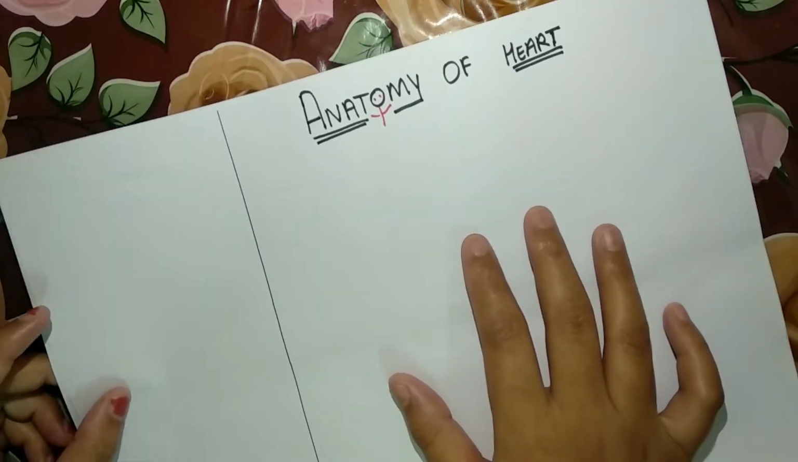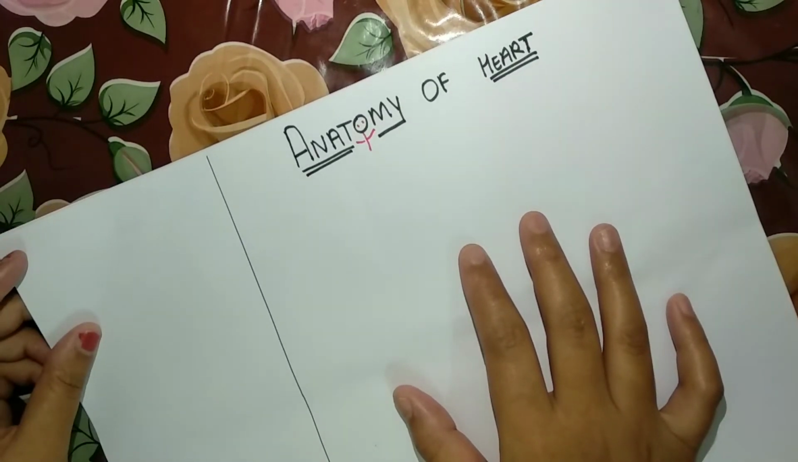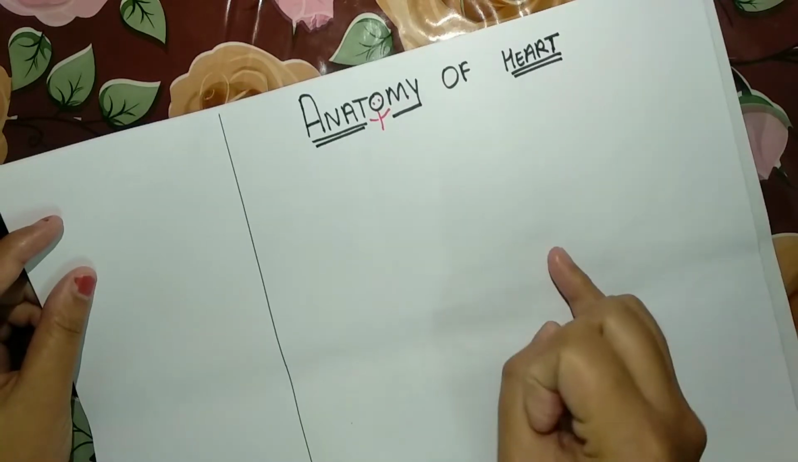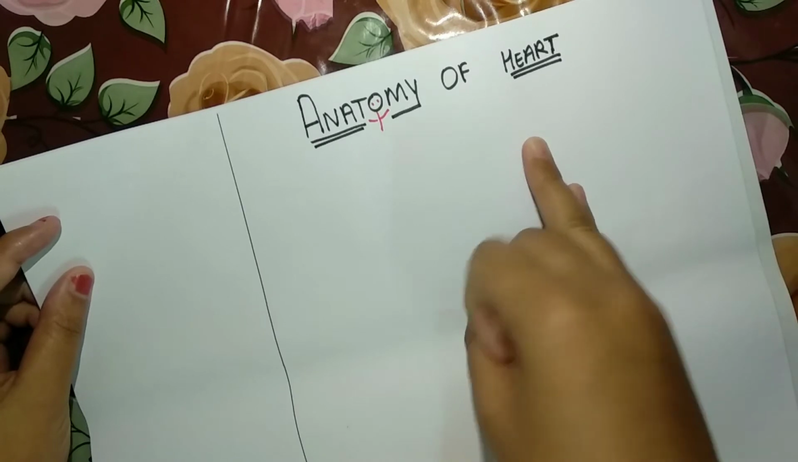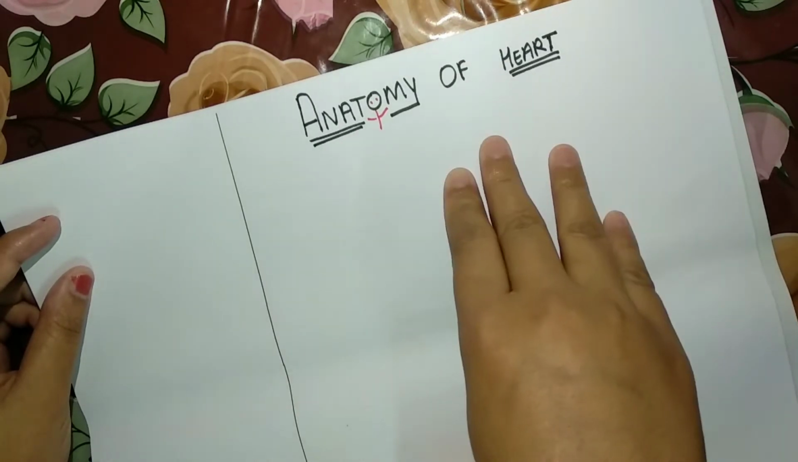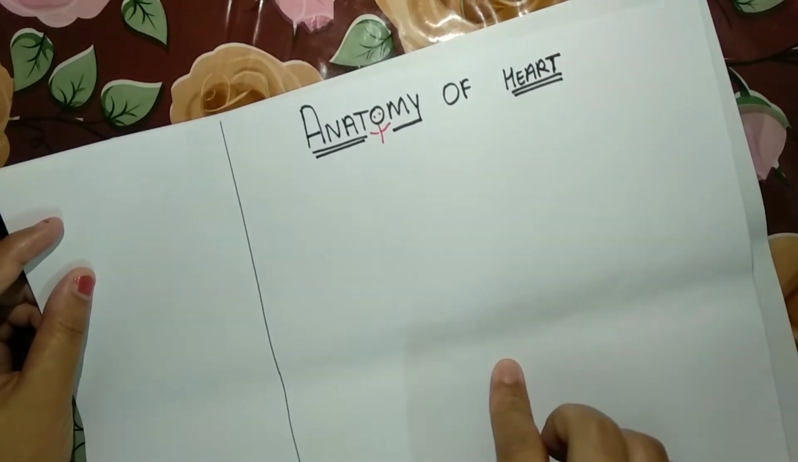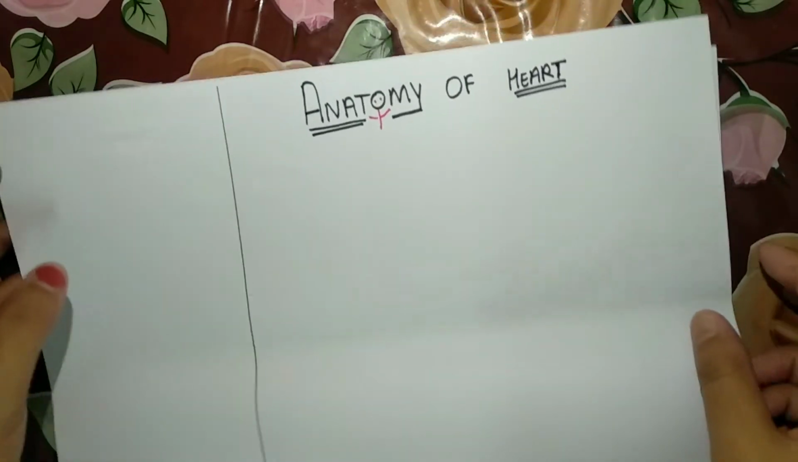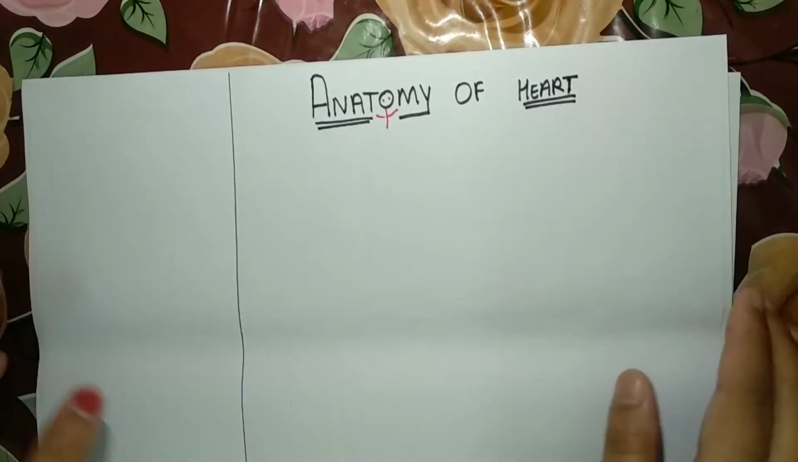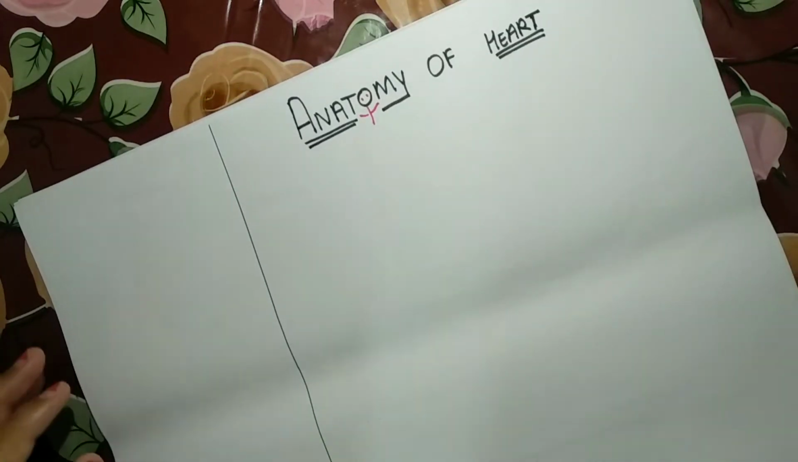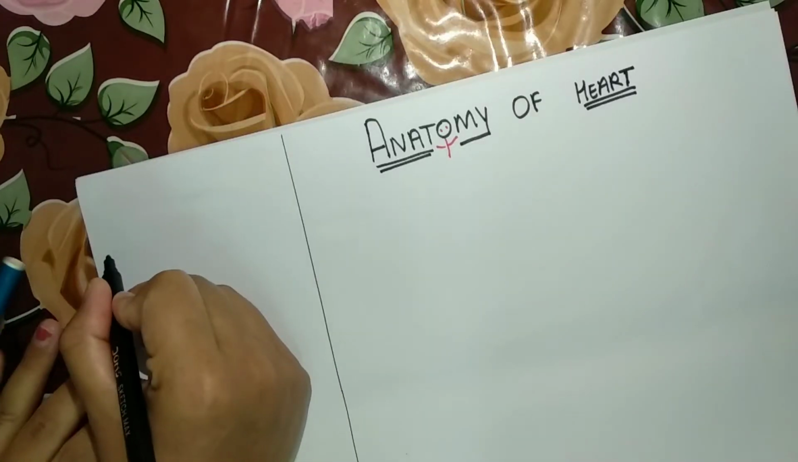So let's begin with introductions. In introductions we look at the shape, how the heart looks, then its location and dimension, cover, and flow of blood. Then last we'll see about size and weight. So let's get started. We'll start with the introduction.